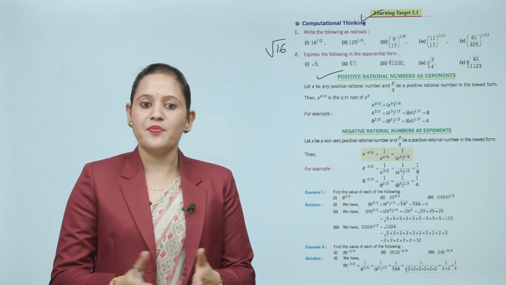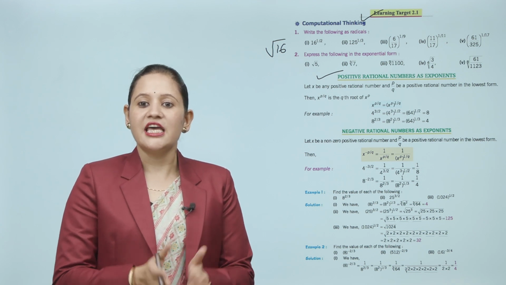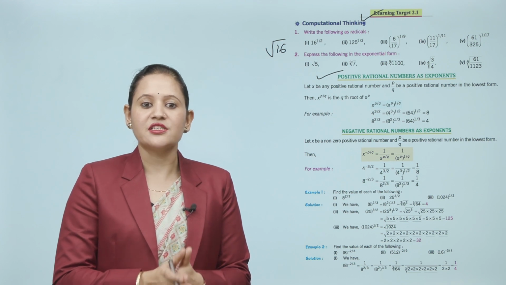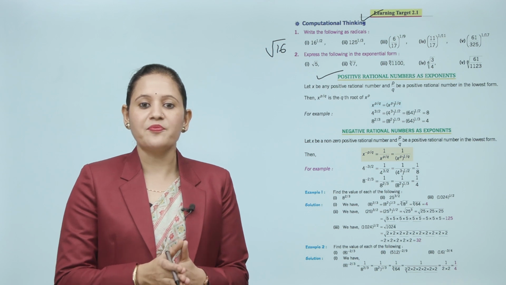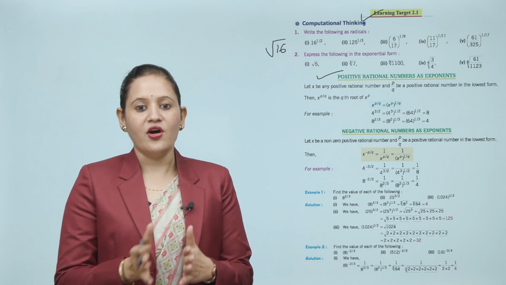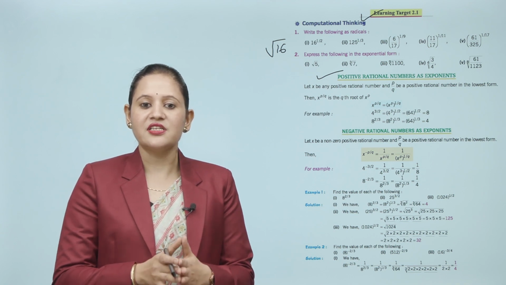Next is positive rational number as exponent. Let x be any positive rational number and p upon q be a positive rational number in the lowest form. Then x to the power p upon q is the q-th root of x to the power p. x to the power p upon q equals x to the power p, and its whole power will be what? 1 upon q.